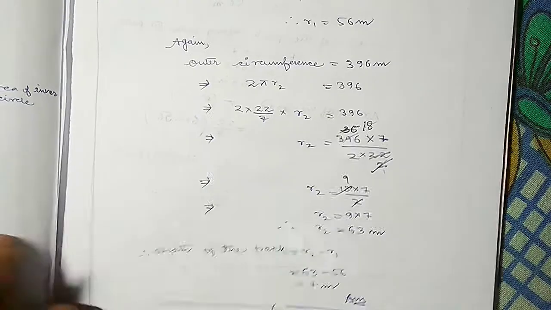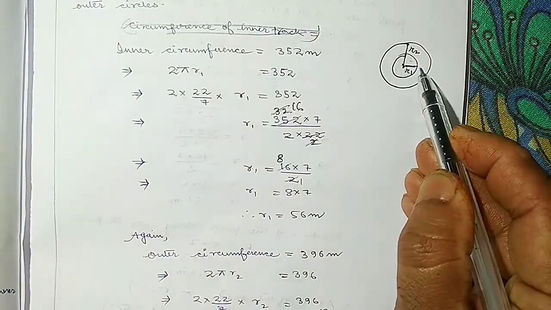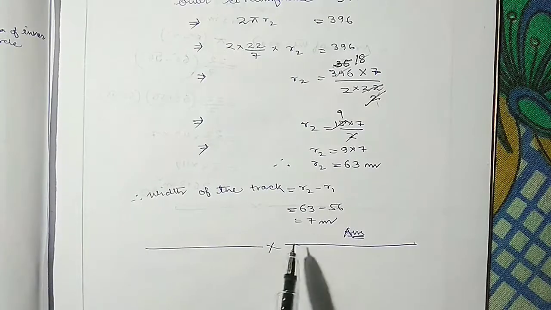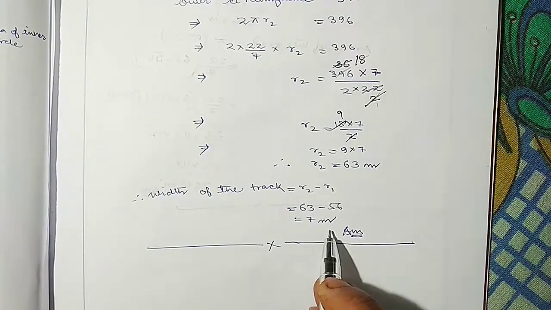Therefore, the width of the track. So how to calculate width? It will be r2 minus r1. r2 we got 63 and r1 we got 56. So therefore, the width of the track is r2 minus r1, that is 63 minus 56, that is 7 meters.